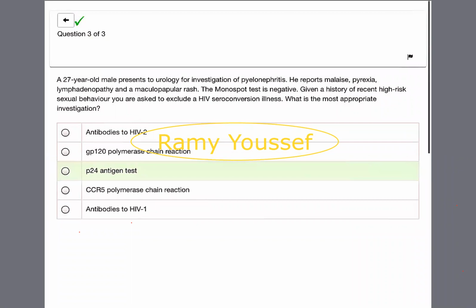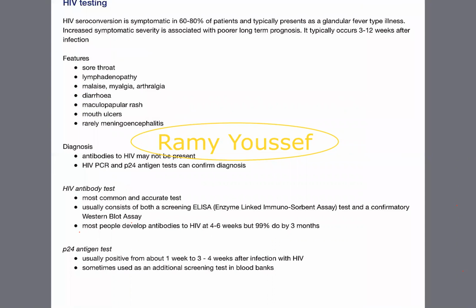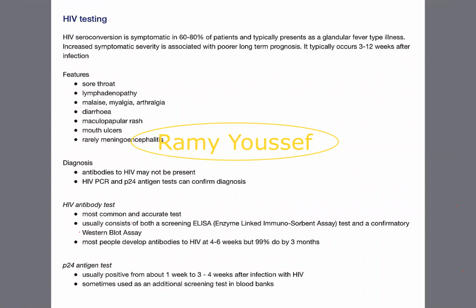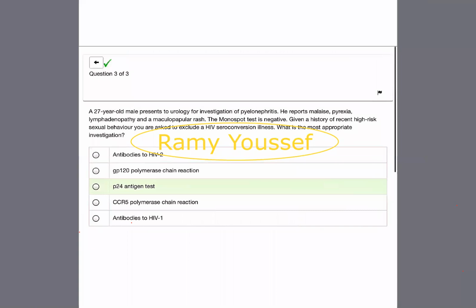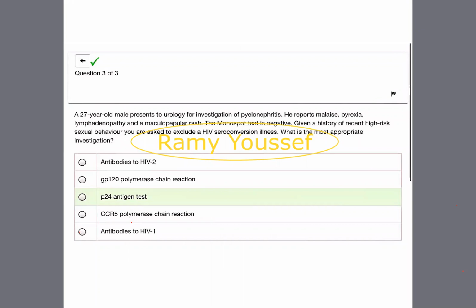And here is a brief about HIV. Antibodies to HIV may not be present, so PCR and the P24 antigen test can confirm the diagnosis. By the way, this question comes like this. I think it was one of the recalls in April 2019. Just know it like this: it will come with the same question, with the same order, with the same choices.